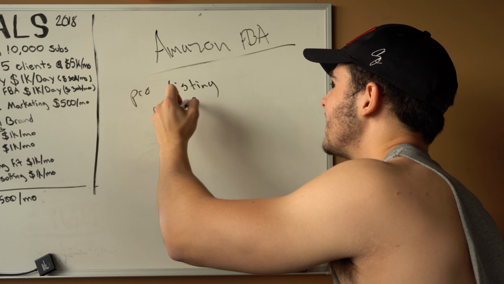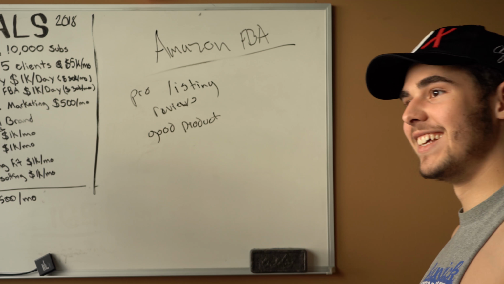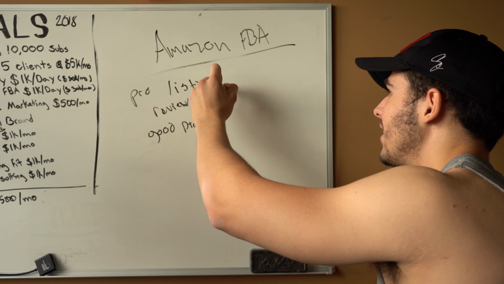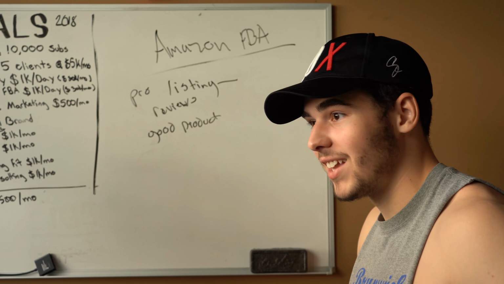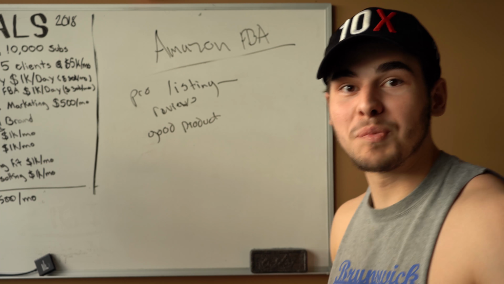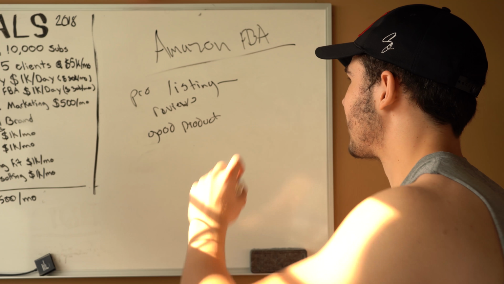All right. So how do you have a pro listing? This is a very tough one. In order to have a pro listing, this is very hard: you look for other pro listings and you copy them. Look at that. You don't copy all of it.